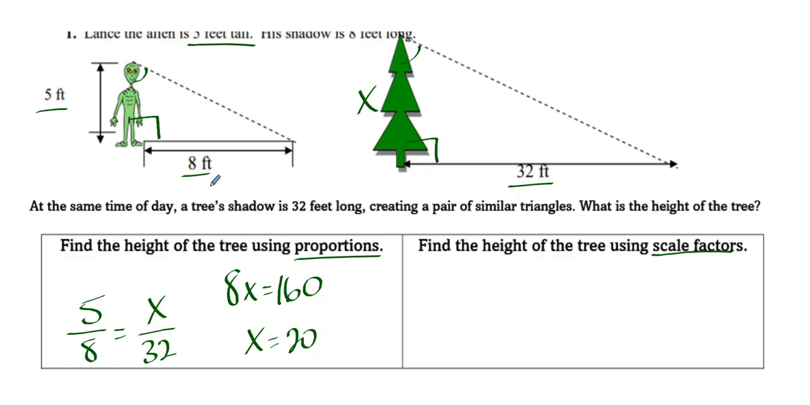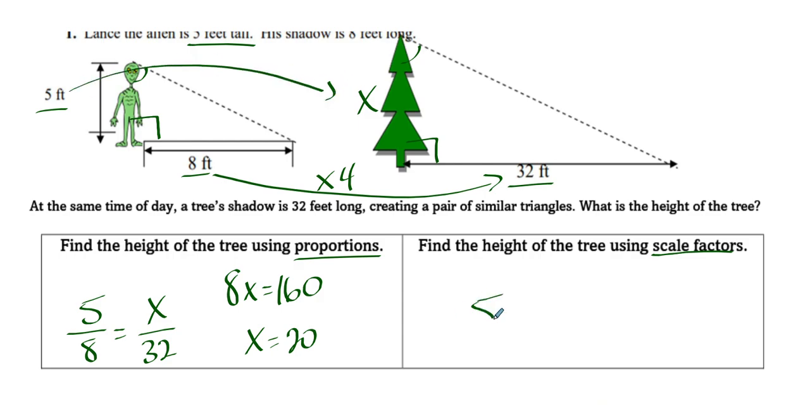We could also use a scale factor thinking about the shadow. That's multiplied by 4, going from 8 up to 32. Same scale factor is going to be applied there. 5 times 4 is going to give us 20. So you can see, in this example, I feel like it's more intuitive to just use a scale factor. I see clearly that that's being multiplied by 4, so the same thing's going to happen there. That's also multiplied by 4.